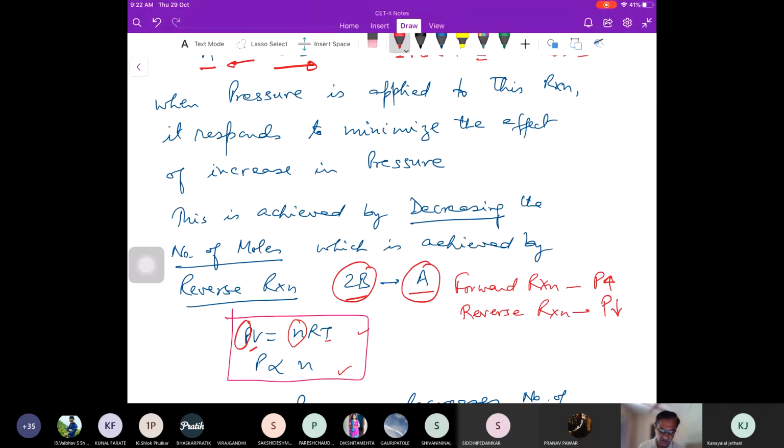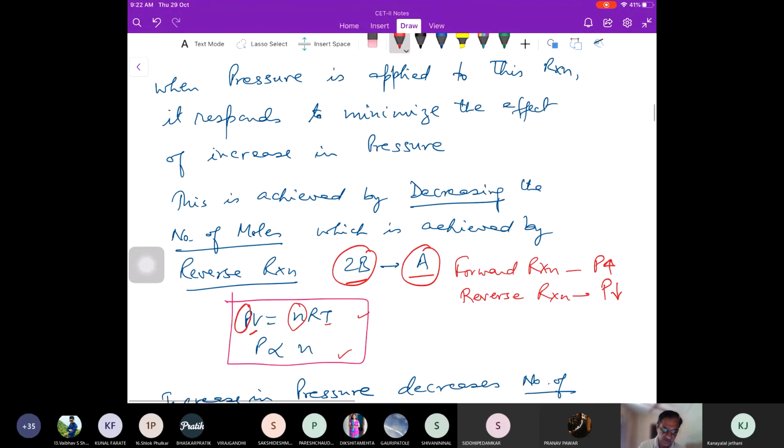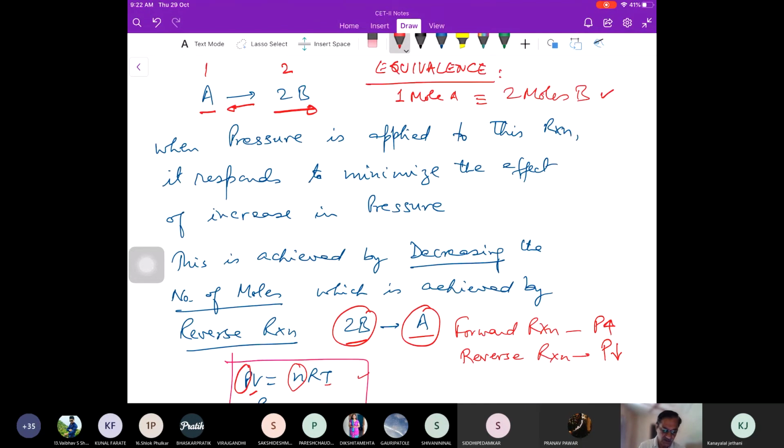We've seen that PV is equal to nRT. We were talking about ideal gases or gas phases. We assume ideal gas. That means pressure is directly proportional to the number of moles, when temperature is constant and V is constant, right? So this is achieved by reducing the number of moles, which is achieved by the reverse reaction. So if I increase the pressure in this reaction, it will try to go to reactant, that means conversion will be less.